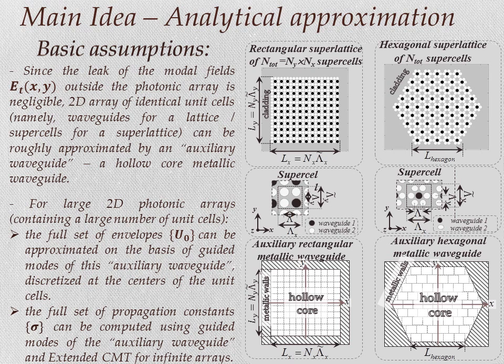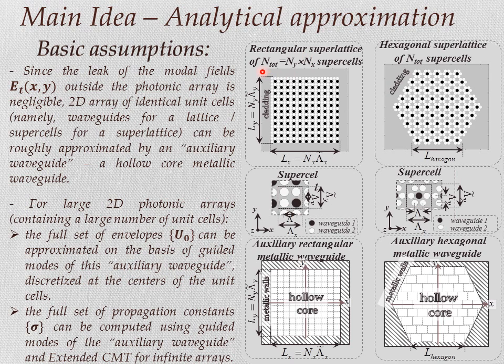Next, for large 2D photonic arrays containing a large number of unit cells, the full set of envelopes U0 can be approximated on the basis of guided modes of this auxiliary waveguide, discretized at the centers of the unit cells. The full set of propagation constants sigma can be computed using guided modes of the auxiliary waveguides and extended coupled mode formalism for infinite arrays.